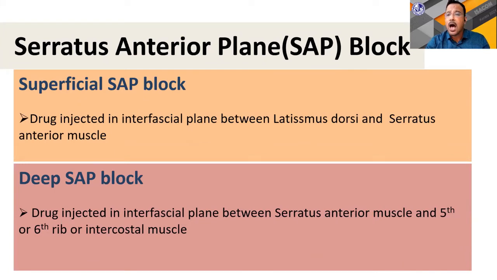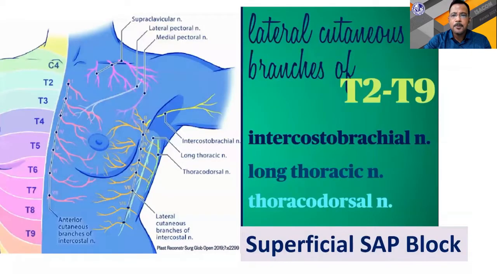Now coming to the serratus anterior plane block, it is divided into superficial and deep. If you deposit above the serratus anterior muscle, that is between the latissimus dorsi and serratus, it is the superficial SAP block. If you deposit below the serratus anterior muscle, between the serratus anterior muscle and the fifth or sixth rib or the intercostal muscle, it becomes a deep SAP block. Now, what are the nerves which are blocked in superficial SAP block? It is the lateral cutaneous branches of T2 to T9, the intercostobrachial nerve, the long thoracic nerve, and the thoracodorsal nerve.